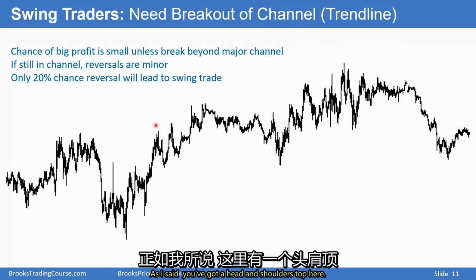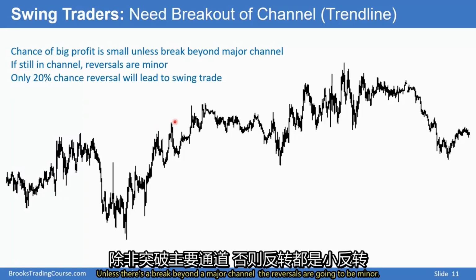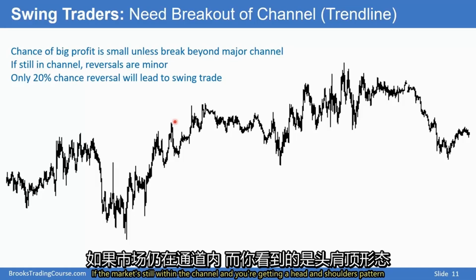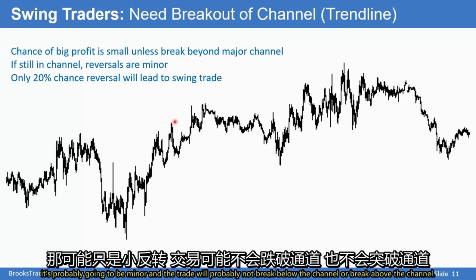As I said, you got a head and shoulders top here. Unless there's a break beyond a major channel, the reversals are going to be minor. If the market's still within the channel and you're getting a head and shoulders pattern, it's probably going to be minor, and the trade will probably not break below the channel or break above the channel.